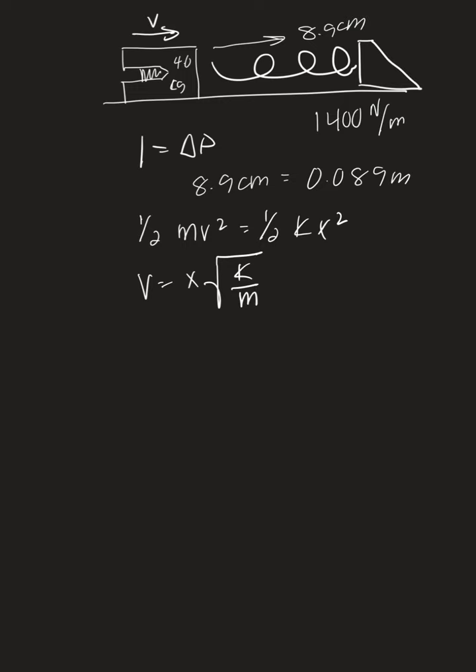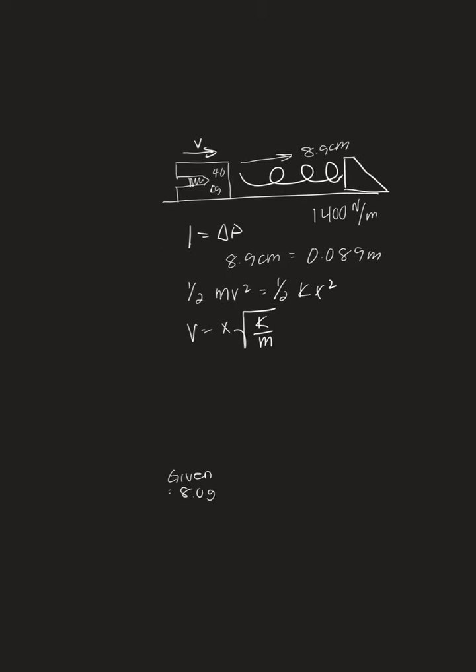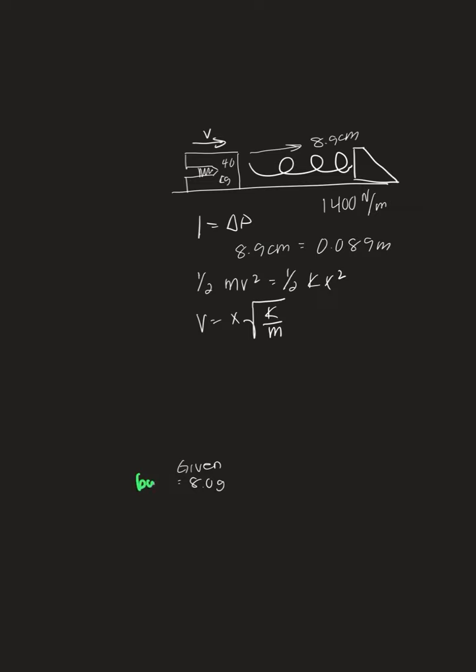So we have what we were given. We know the bullet mass, the block mass, and the compression of the spring, 8.9 centimeters.